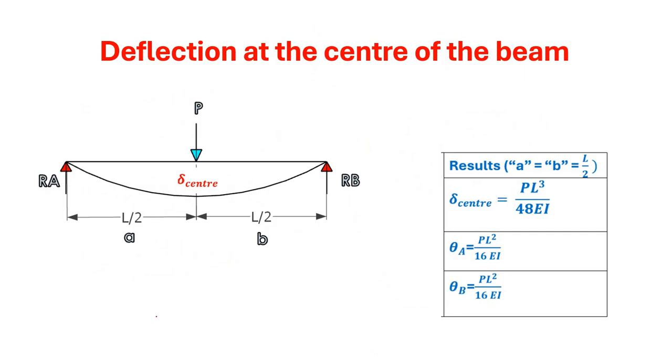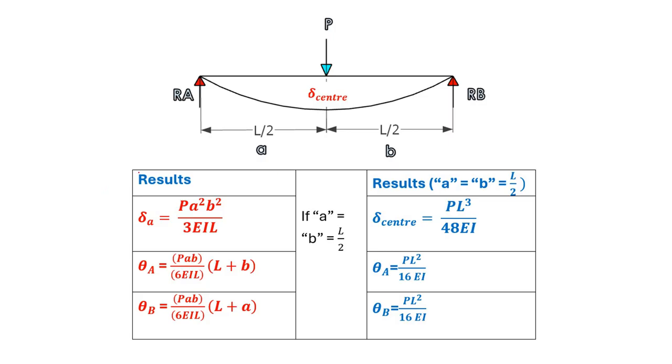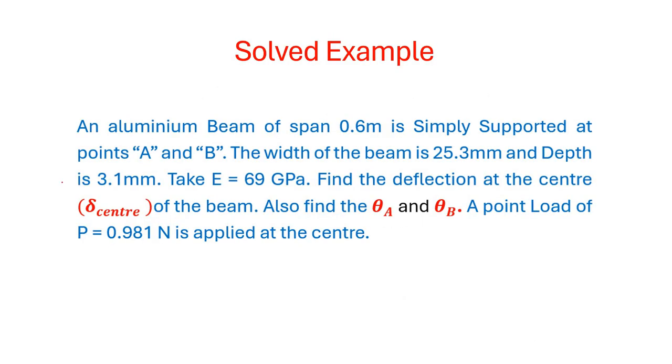Proceeding further, you can see that these are the values for delta at center, as well as the rotations or slopes at these points, theta A and theta B. That is being calculated and tabulated here. So results for A equal to B equal to L by 2: you get delta at the center PL cube by 48 EI, and theta A equal to PL square by 16 EI, and theta B equal to PL square by 16 EI. So that's the end of the problem. That's being explained here in this table. And proceeding further, there's a simple example.